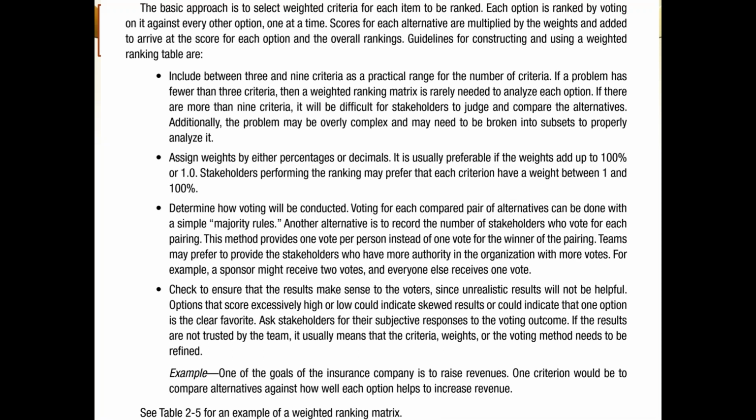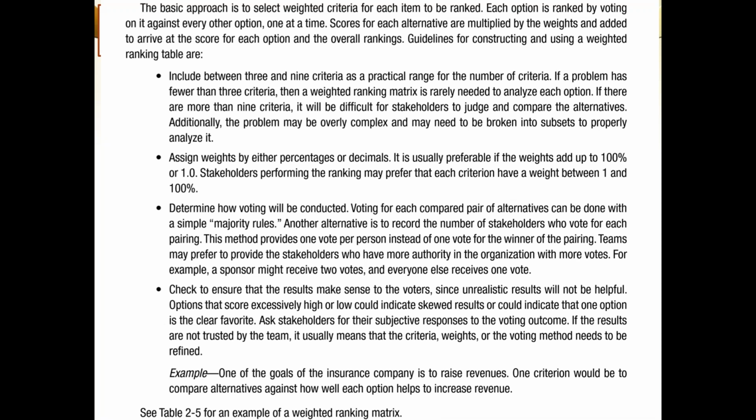So include between 3 to 9 criteria as a practical range for the number of criteria. If a problem has fewer than 3 criteria, then a weighted ranking matrix is rarely needed. If there are only two variables, then what are you comparing against? You don't need to compare anything. You just know which is better. If there are more than 9 criteria, it will be difficult for stakeholders to judge and compare the alternatives one by one. Additionally, the problem may be overly complex and may need to be broken into subsets to properly analyze it. Next step would be to assign weights.